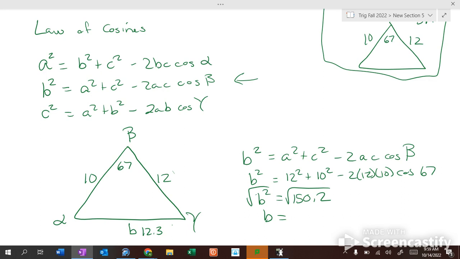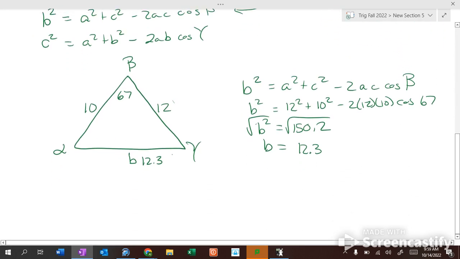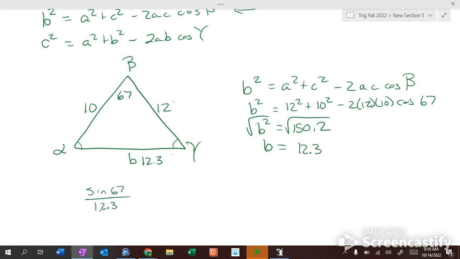Now, you can use the law of cosines to figure out this angle and this angle, but you really don't have to. Once you get all three sides and one angle, you can just use law of sines. It's quicker to use law of sines to figure out this angle and this angle. Okay? So the sine of 67 over 12.3 equals the sine of alpha over 12.